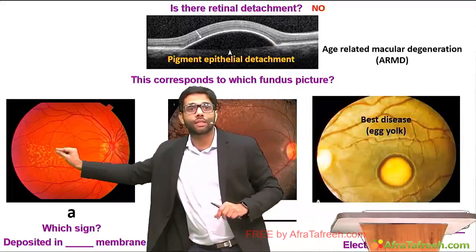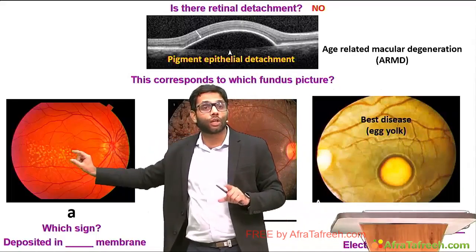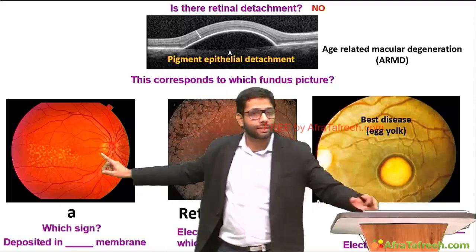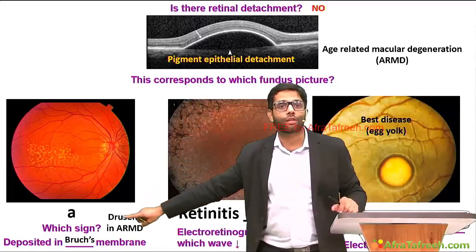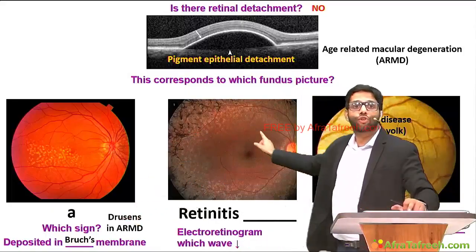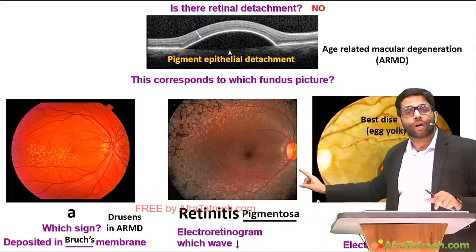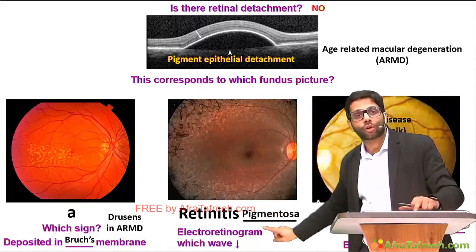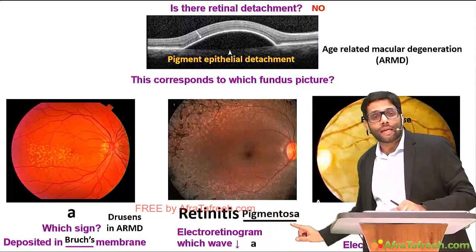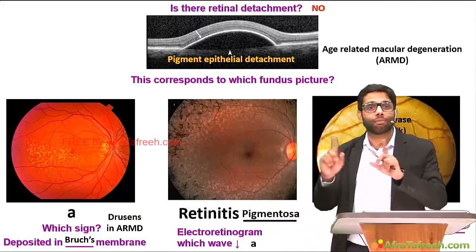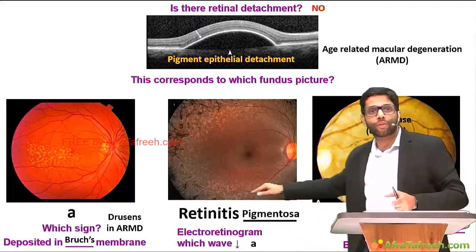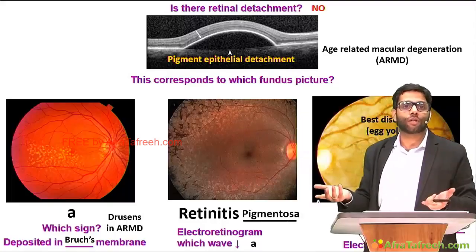ARMD has drusens only in the central retina, only the yellow colored drusens, no hemorrhages in the central retina. That is age-related end products in the Bruch's membrane, first layer of choroid. Retinitis pigmentosa is a dystrophy of rods and cones. Rods are more affected. So rods and cones have A wave representation in ERG. So A wave is the early wave to reduce. Night blindness, bony spicules in the peripheral retina, tunnel vision differential.